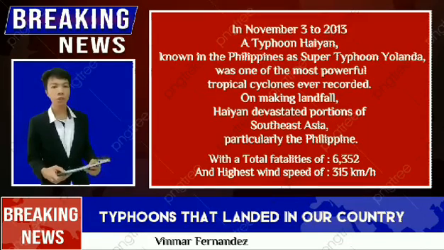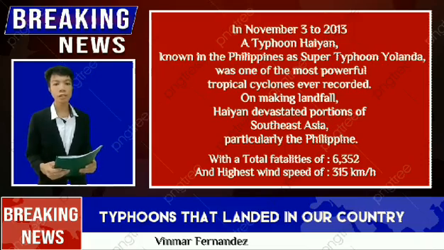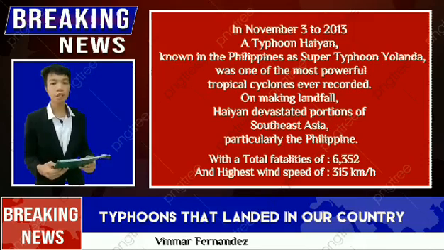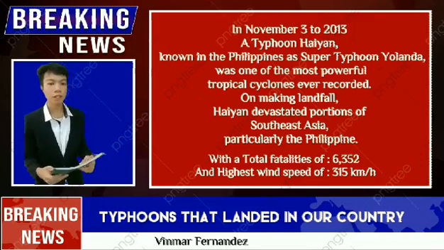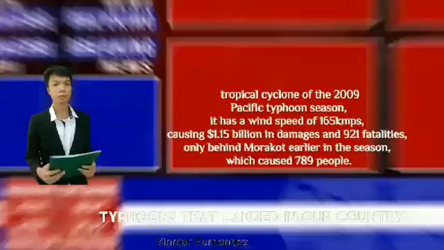On November 3, 2013, Typhoon Haiyan, known in the Philippines as Super Typhoon Yolanda, was one of the most powerful tropical cyclones ever recorded. On making landfall, Haiyan devastated portions of Southeast Asia, particularly the Philippines, with total fatalities of 6,352 and a highest wind speed of 315 kilometers per hour.